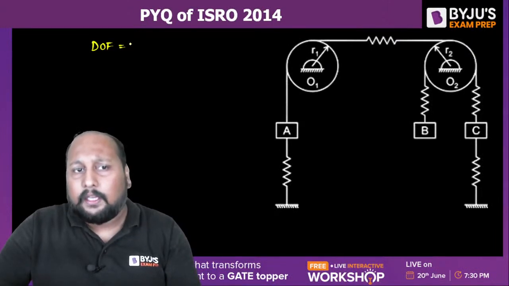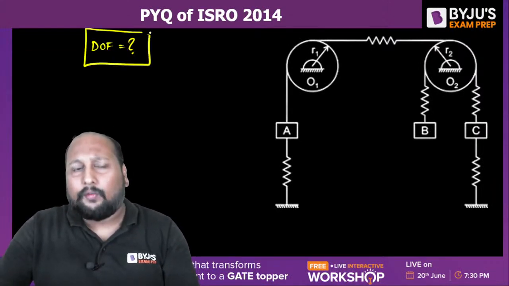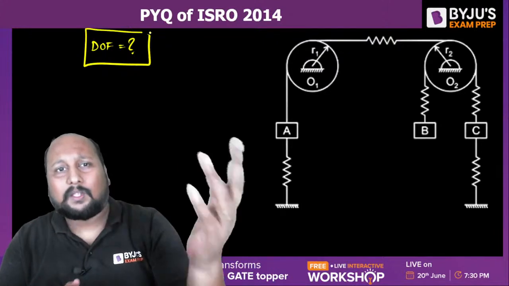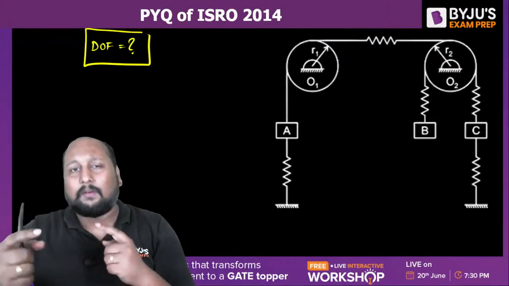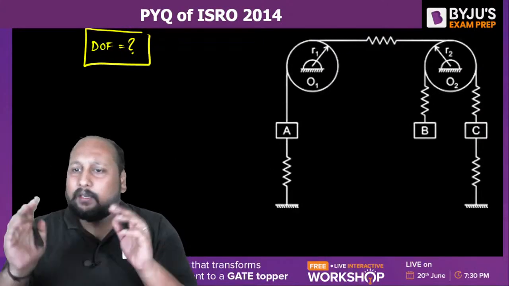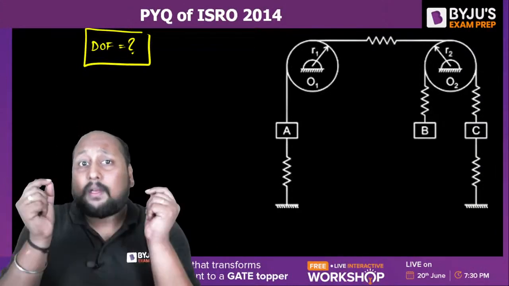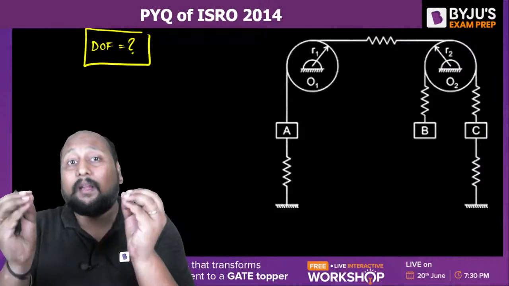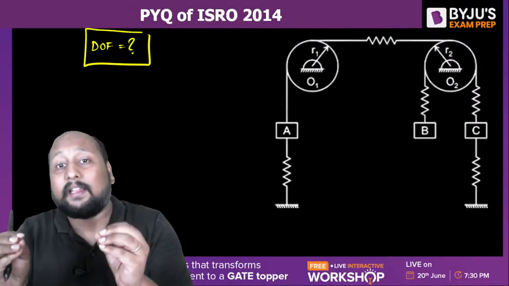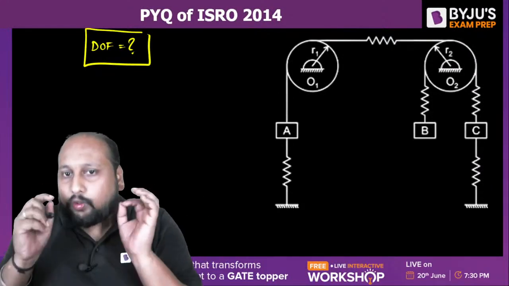Degree of freedom. Dekho, you will be saying, sir, how can we calculate? We have to convert the spring into 2 links, because one spring is equivalent to 2 links and one binary joint. Bhul jao, go with the basic concept. What is degree of freedom? It is the minimum number of independent variables required to define the motion. Fine.